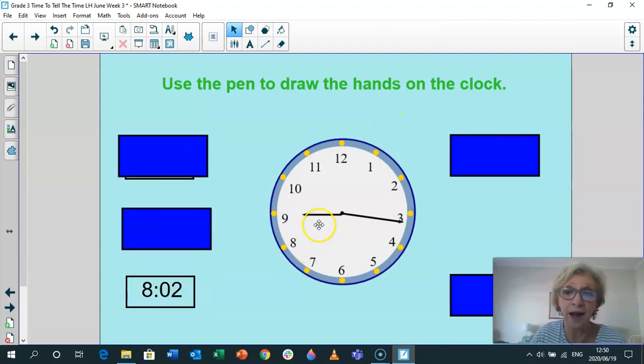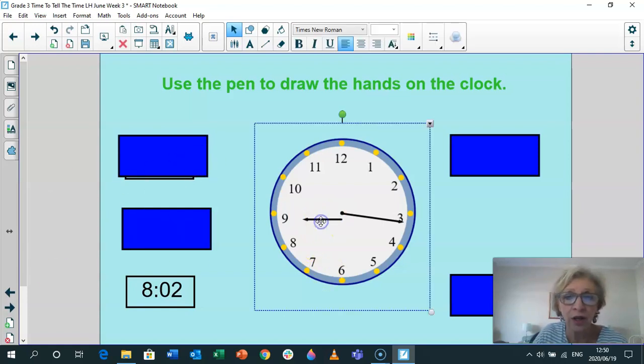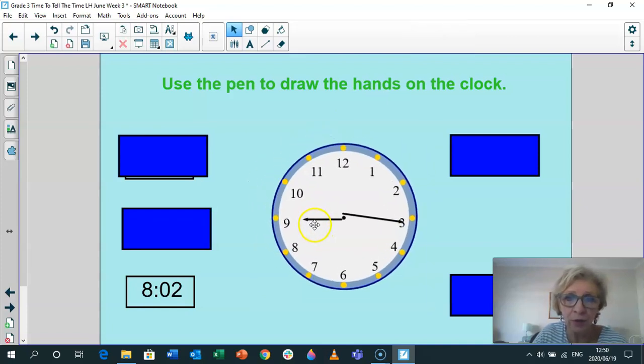8 is the hour. Right, I'm going to move this now and put it to 8. In fact, I'm not going to do that. I'm actually going to redraw it. Oopsie. Come on, it's supposed to move. I'm going to just take my hands off here.